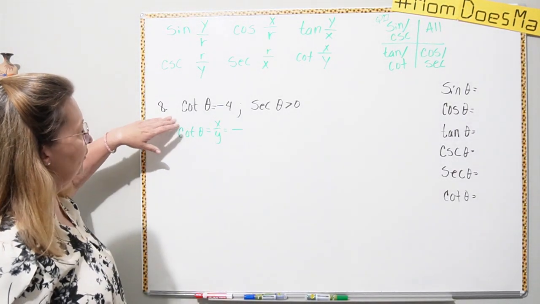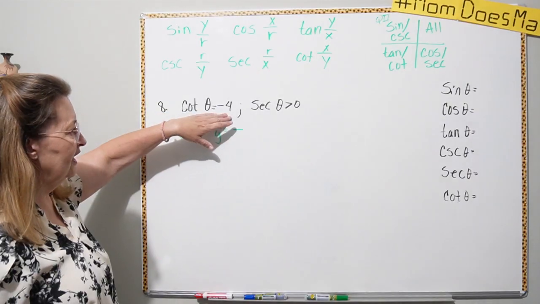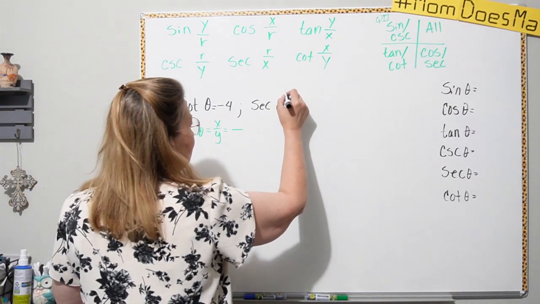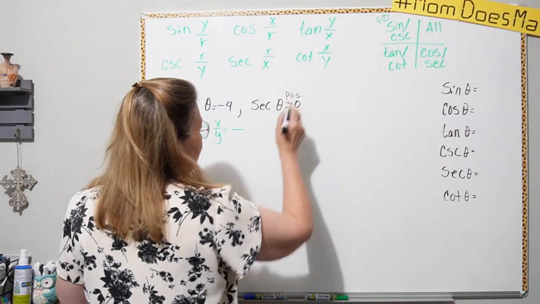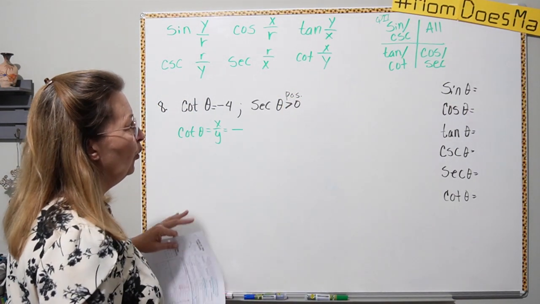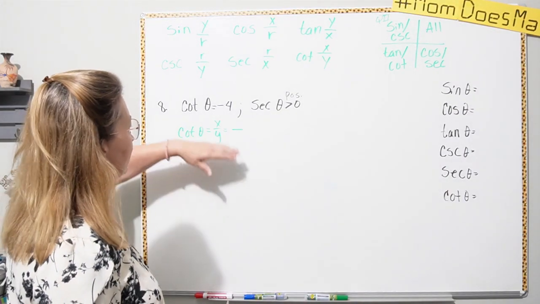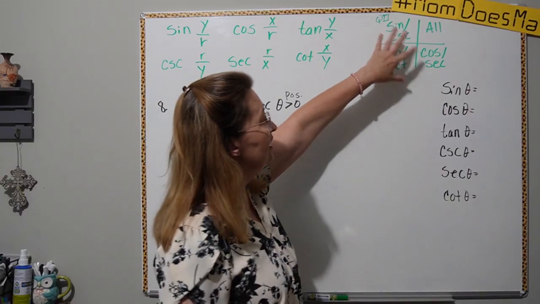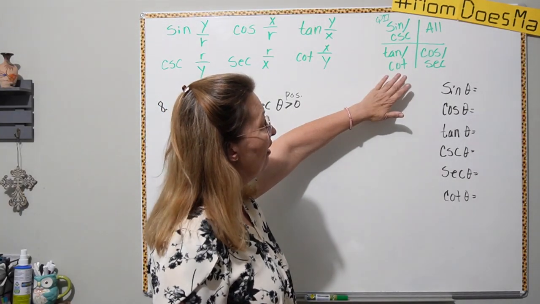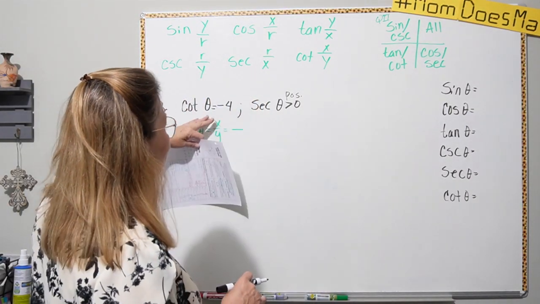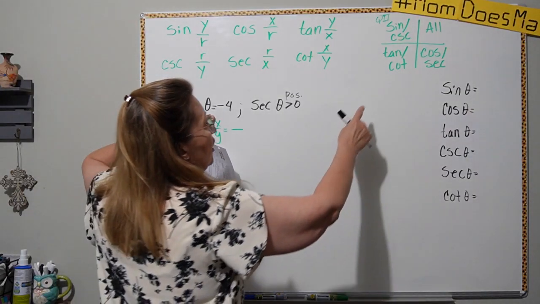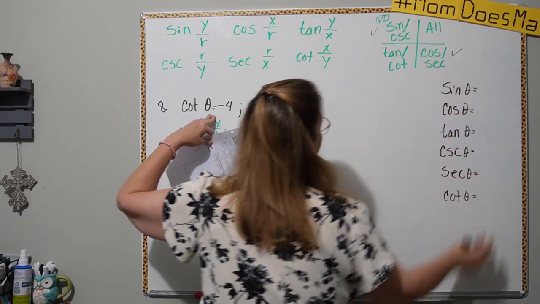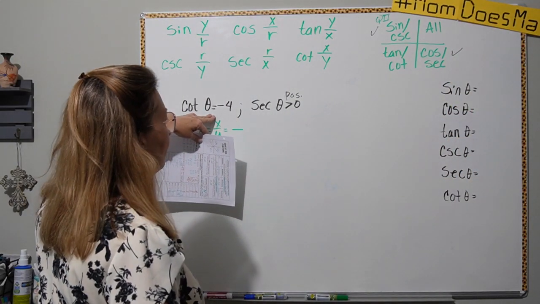Okay, for number 8, we have an angle whose cotangent is -4, and the secant is greater than 0. So that means the secant is positive. So first, let's figure out which quadrant it's in. Now, where is cotangent negative? Now remember, our little thing here tells us what is positive. So if it's negative, it's wherever it's not positive. So it's not here and not there. So the first one checks the boxes in quadrants 2 and 4.